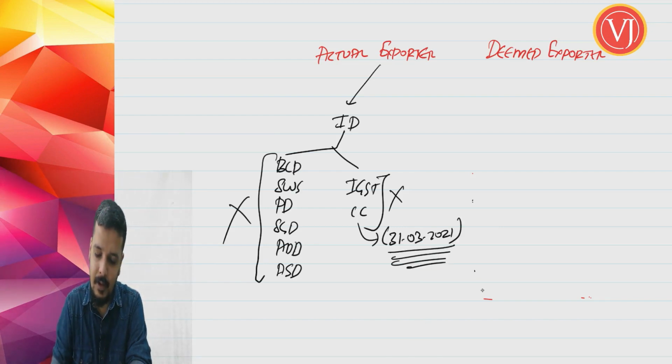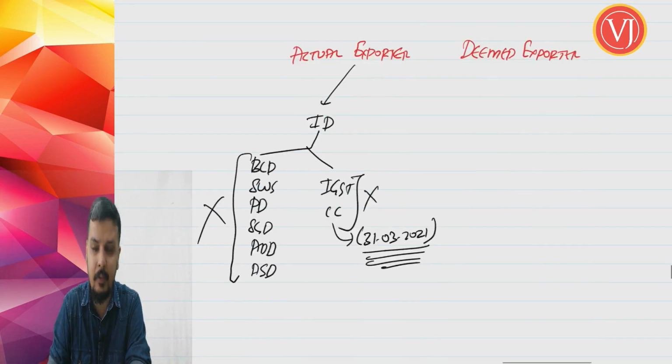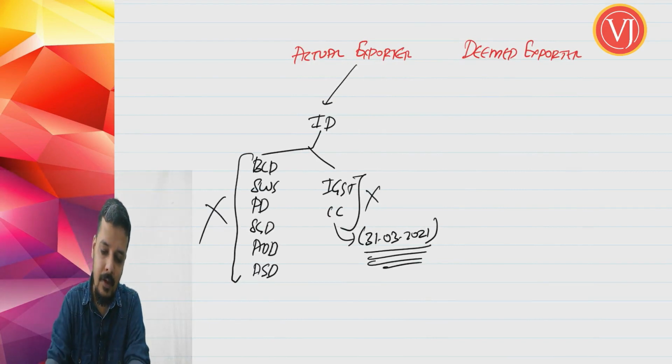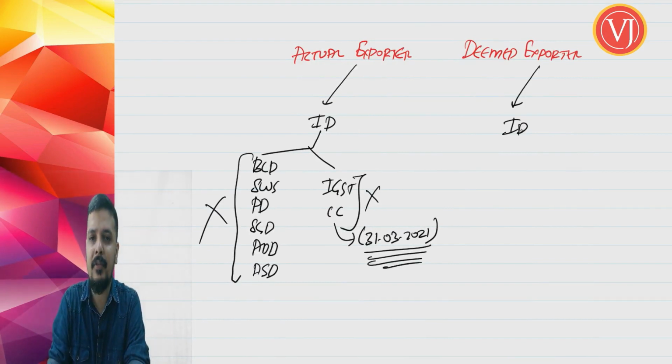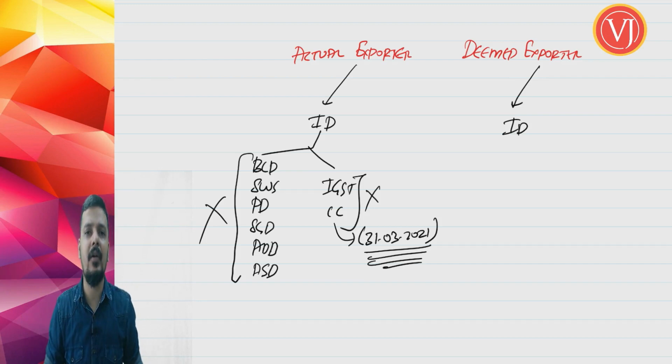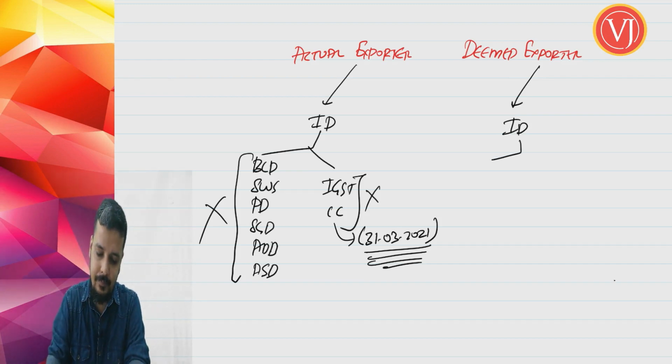That benefit is only up to 31st of March 2021. Earlier it was up to 2020, now it is extended up to 2021 because your FTP is also extended up to 31st of March 2021. For deemed exporter, when he is importing the inputs and he is not paying the import duty because he is giving it to another advance authorization holder or EOU. He is not paying import duty.